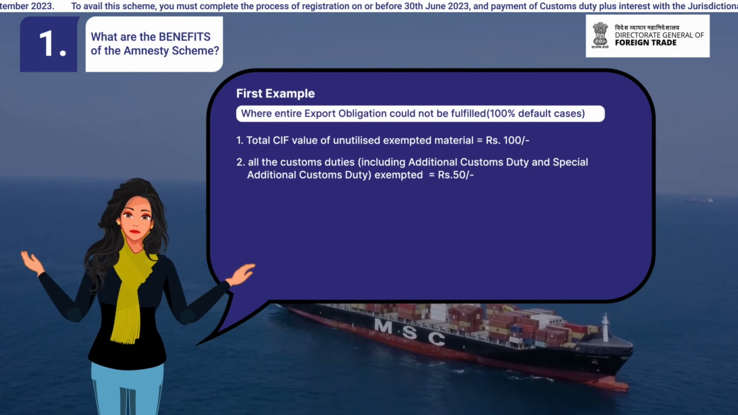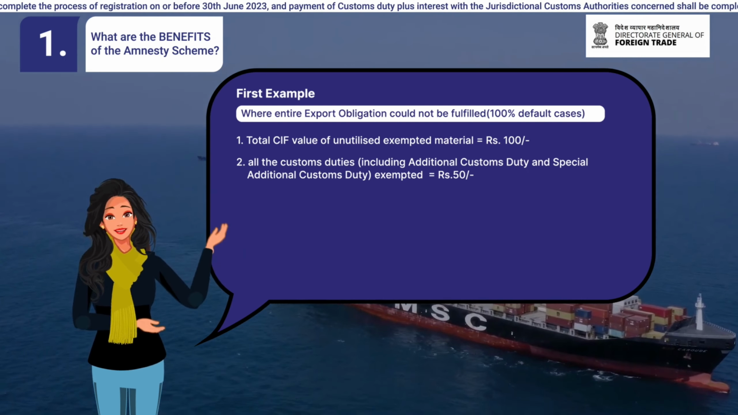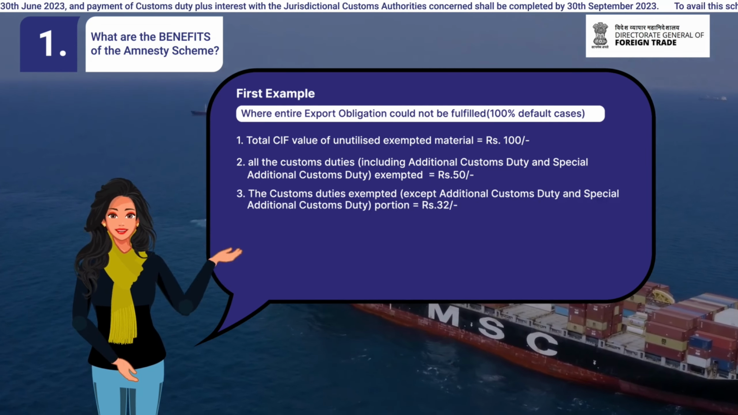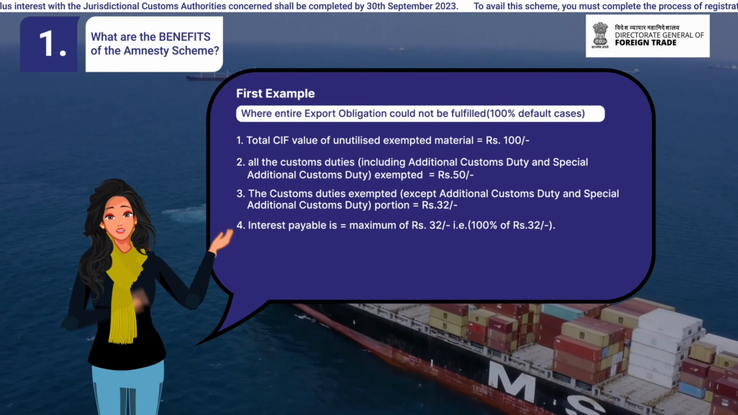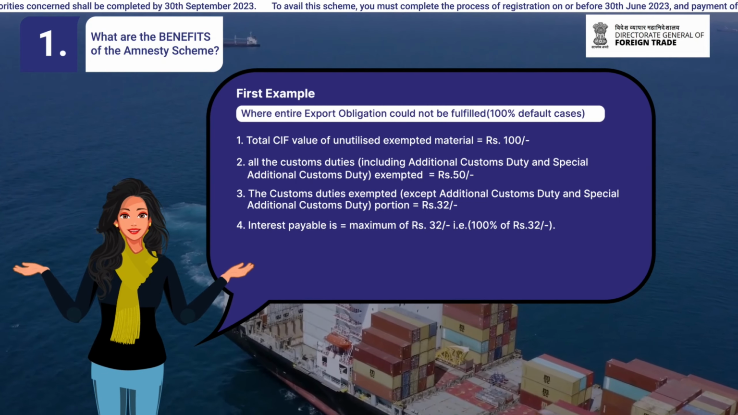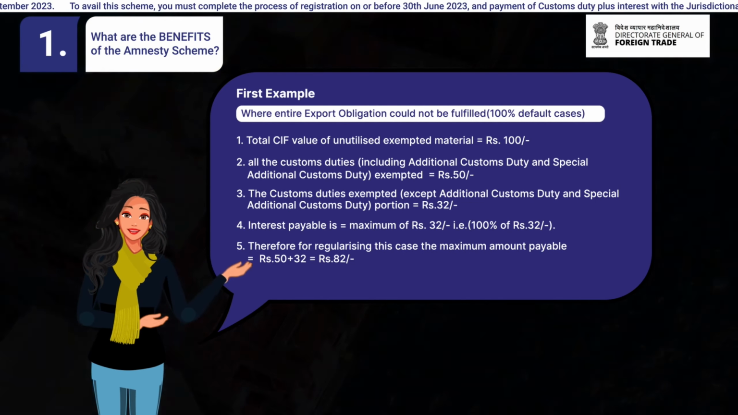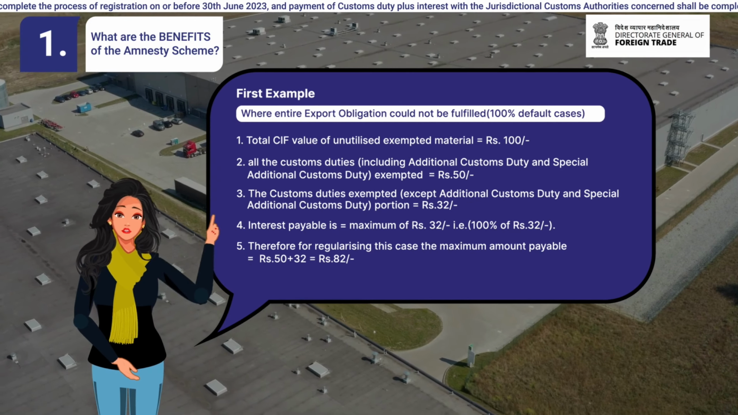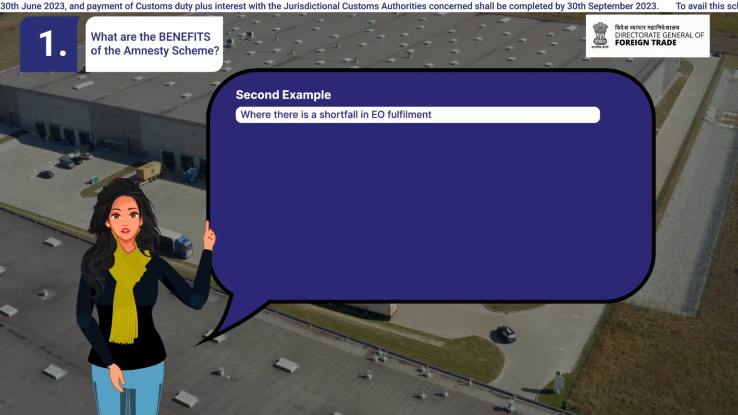For example, if the total CIF amount of unutilized exempted material is say ₹100, all the custom duties including additional customs duty and special additional customs duty exempted is say ₹50. The custom duties exempted except additional customs duty and special additional customs duty portion is say ₹32. Then interest payable is maximum of ₹32, that is 100% of 32. Therefore, for regularizing this case, the maximum amount payable by the authorization holder would be ₹50 plus 32 is equal to ₹82.